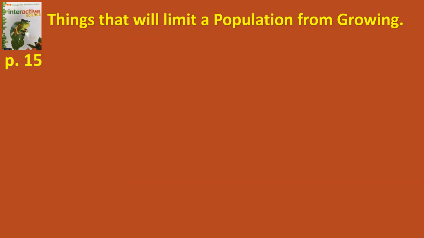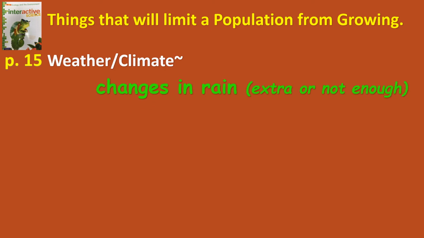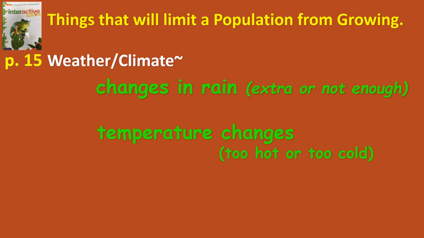All right. When we talk about the last half then, we're talking about particular things that will affect population growth. Things that just naturally happen. Okay, so we have weather and climate, right? If we have changes in rain or changes in precipitation, you have way too much, you don't have enough, right? You can have a flood or you can have a drought.